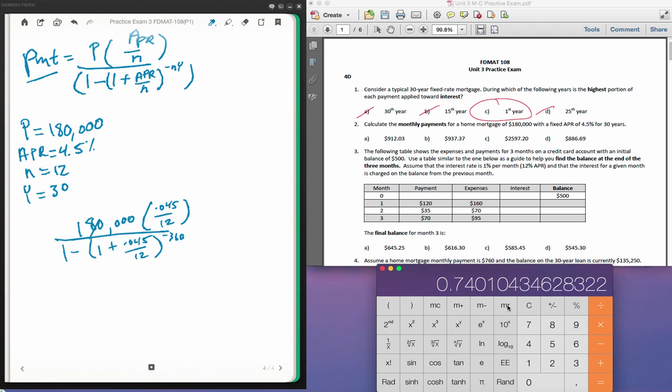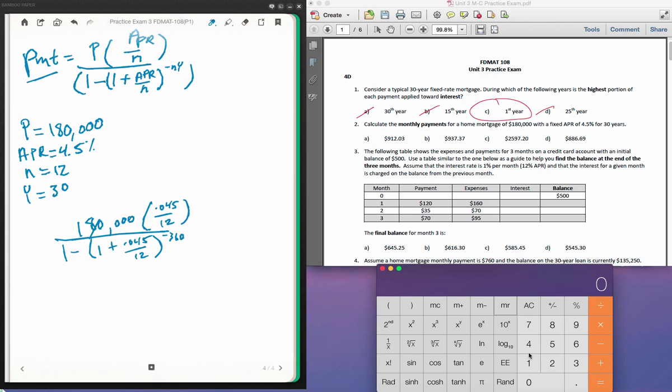I'm going to store that in my memory. Oops, I forgot to do that. Made a mistake. We'll just real quickly do that again. So 0.045 divided by 12, add 1, raise it to the power of negative 360, and then I'm going to go 1 minus this, so I can also do that minus 1 and then take the opposite, and store that into my memory. There we go. So now we'll do memory recall. Yep, we got that in.